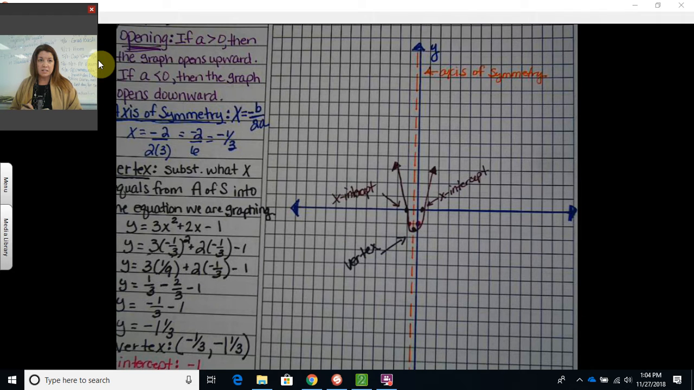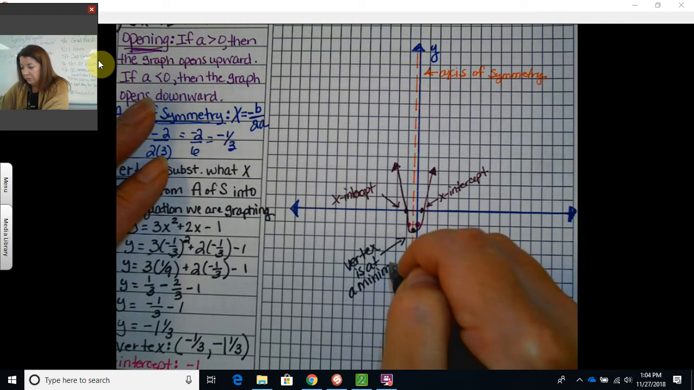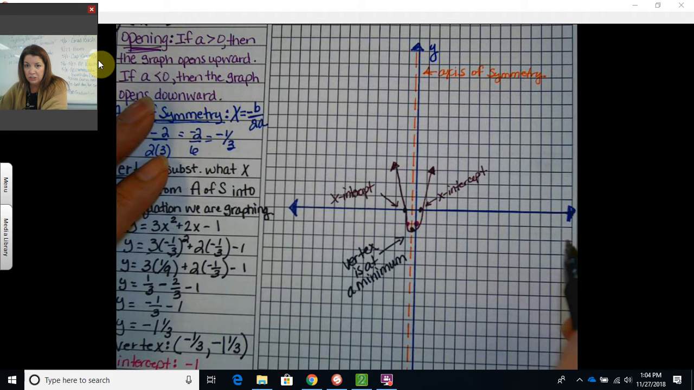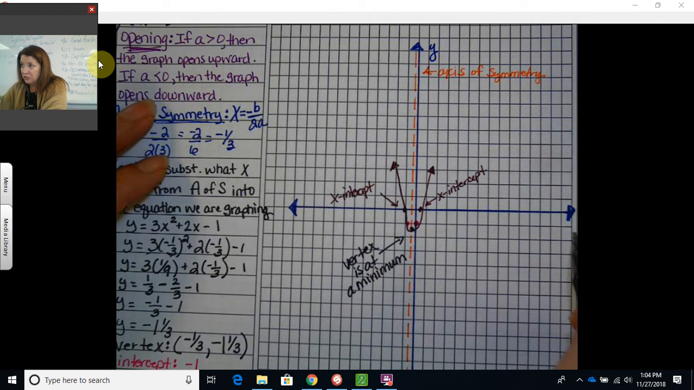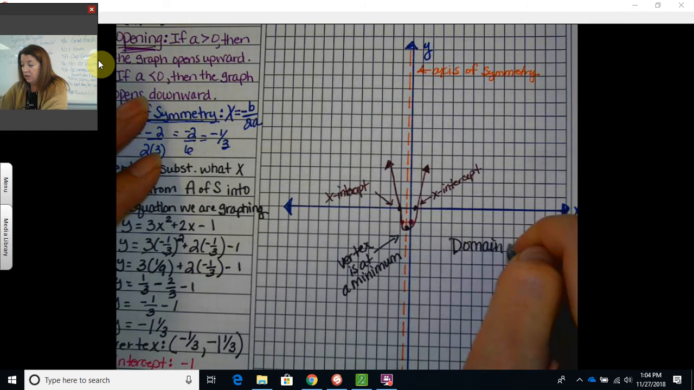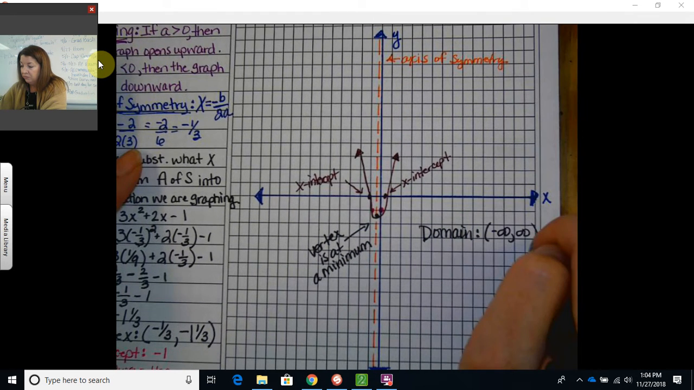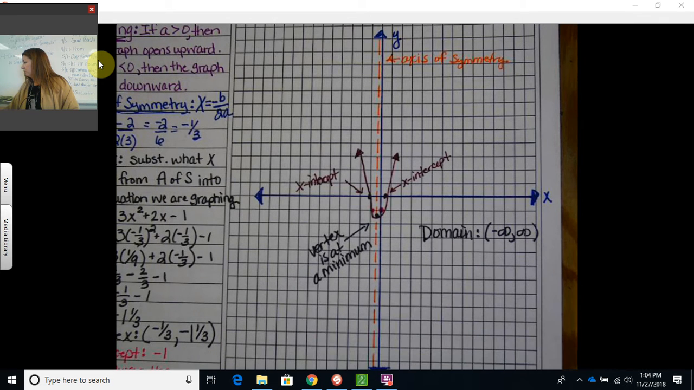Is this vertex at a maximum or a minimum? Minimum. The vertex is at a minimum. It's the lowest y value on the graph, right? We already knew that. We learned that previously this year. So let's answer some questions that we've learned previously this year. What is the domain of this function? All real numbers. And if I wrote that in interval notation, it would be from negative infinity to positive infinity, right? On the x-axis, the left side is coming from negative infinity, and the right side is going all the way to positive infinity.